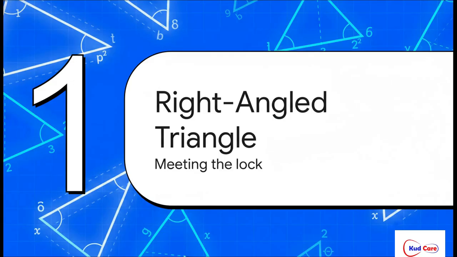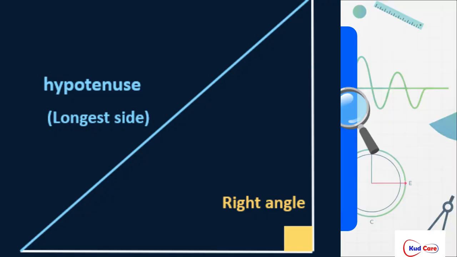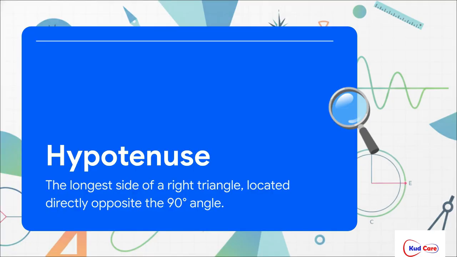Meet your right-angled triangle. Everything kicks off right here. A right triangle is defined by having one exact 90-degree angle. Now check out the hypotenuse. The side directly across from that 90-degree right angle is always your hypotenuse. It is a mathematical guarantee that this is going to be the longest side of the triangle. Finding it is always your starting point.